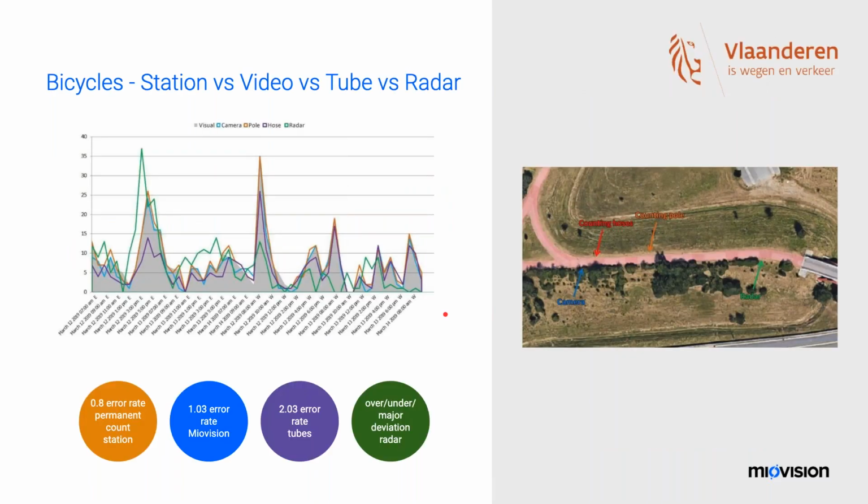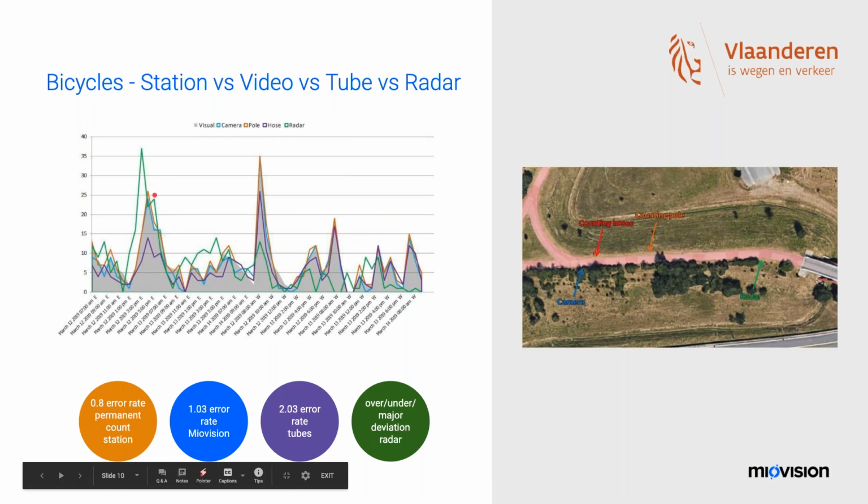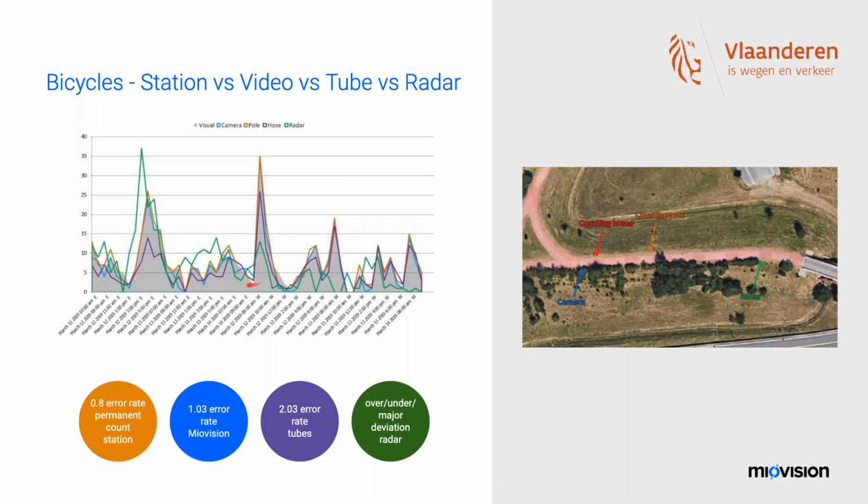As a second part, I want to talk a bit about an independent study that came from Belgium, from the region of Flanders. They compared four different methods of counting bicycle data. They used a permanent count station, a camera, road tubes, and radar. As you can see from the graph, the yellow one represents the permanent count station, and the gray shaded area represents the actual count of the bicycles driving past each individual counting method.